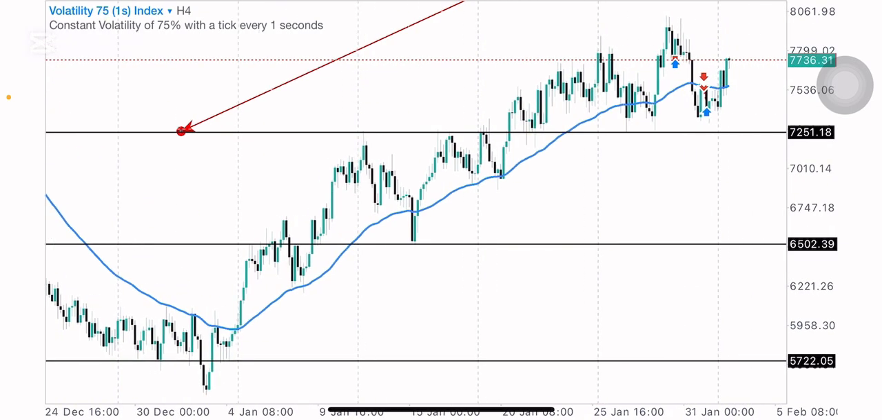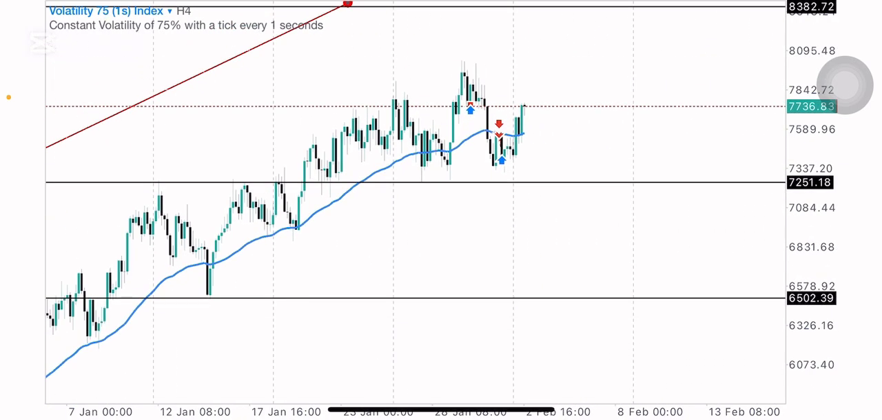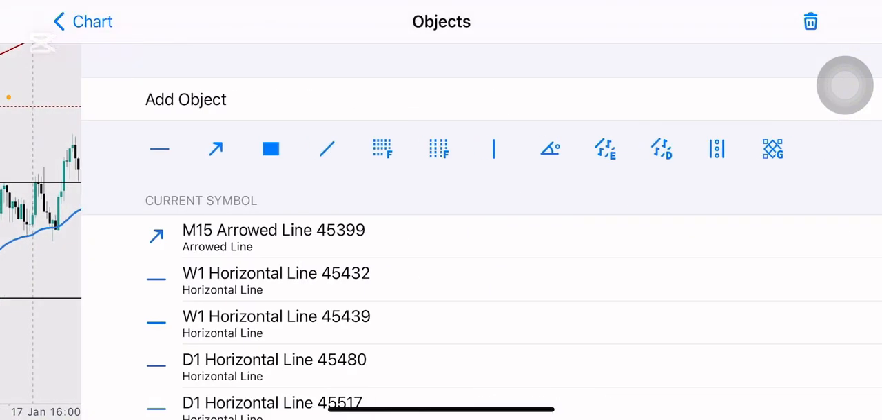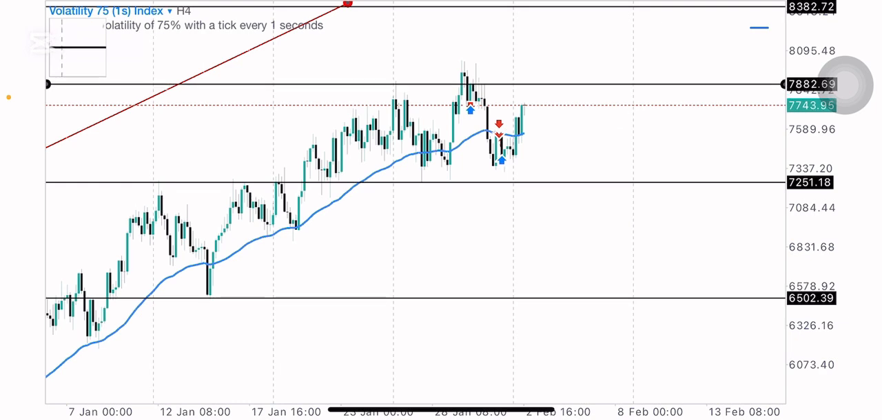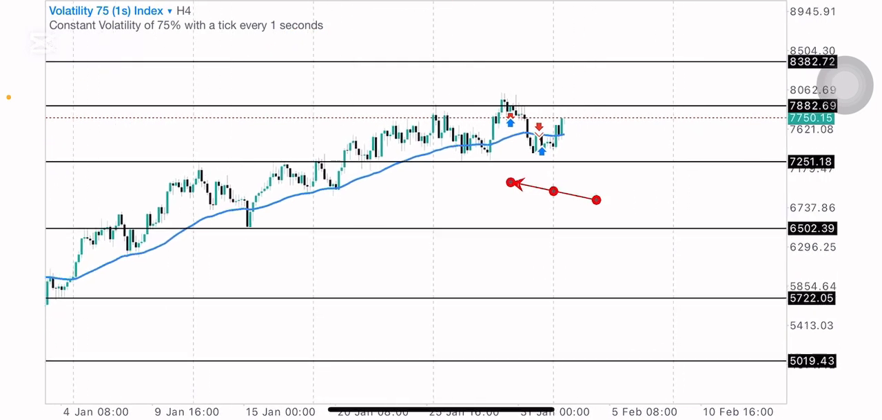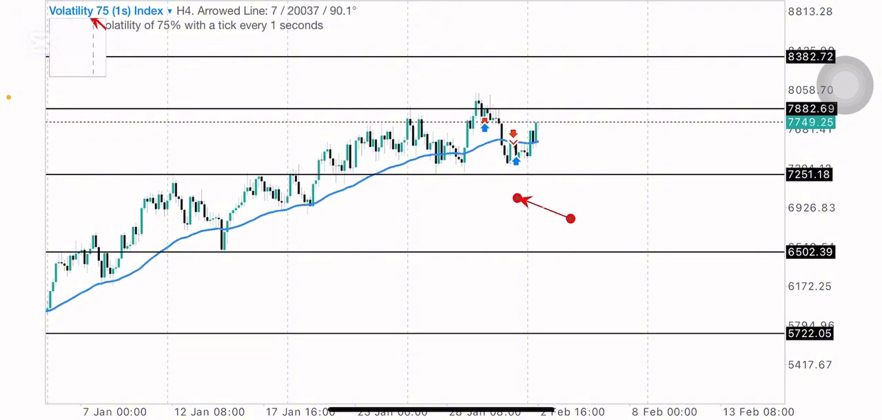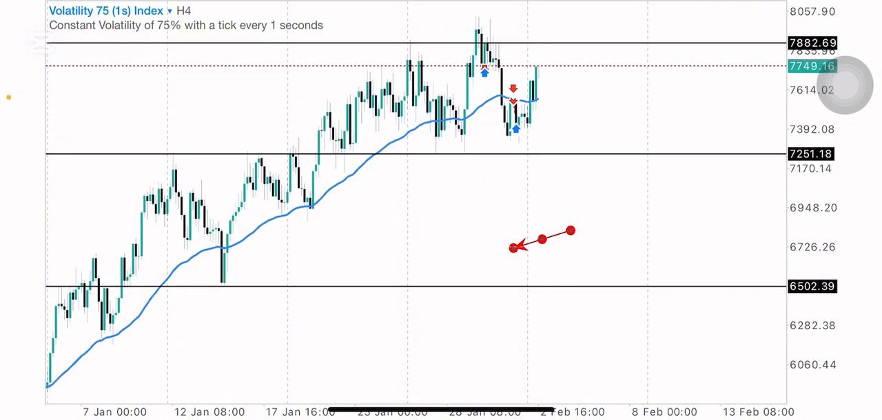And is there any other one? Let me see. Okay, so we have here, let's just mark here, price has reacted there. We can see what price is doing. Price has bounced from this level of support here and is pushing up.